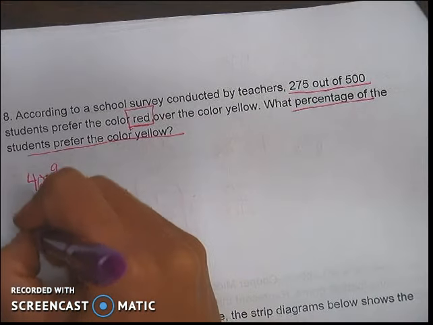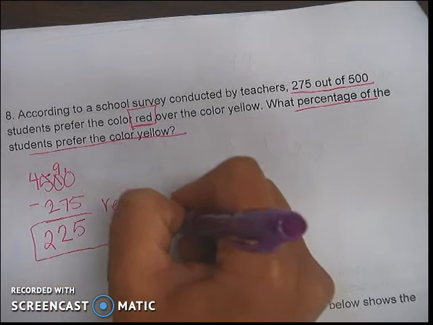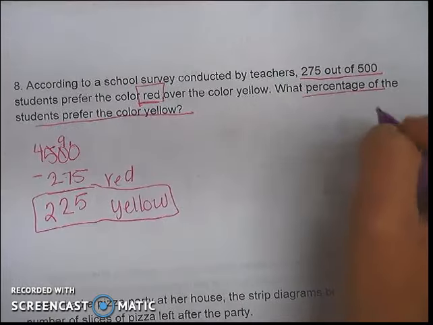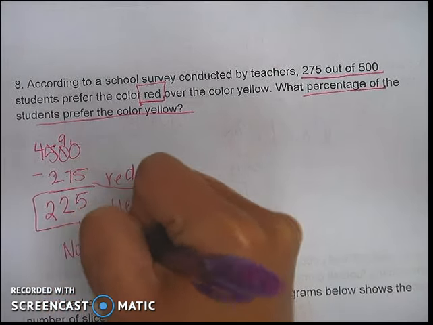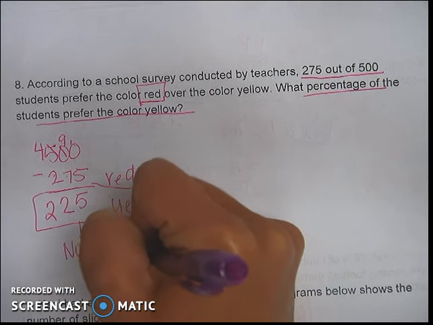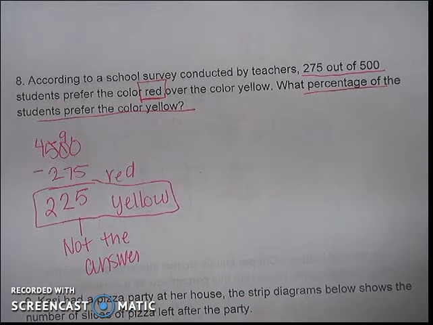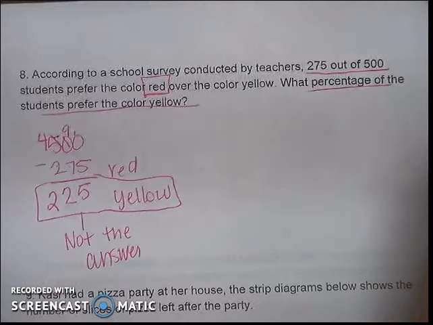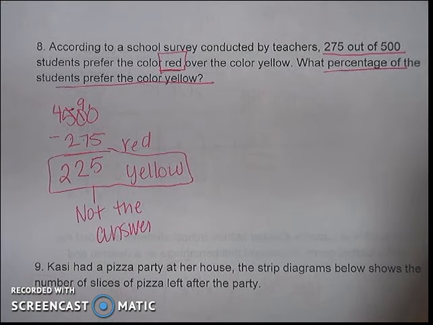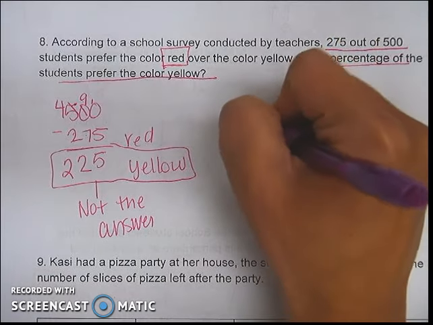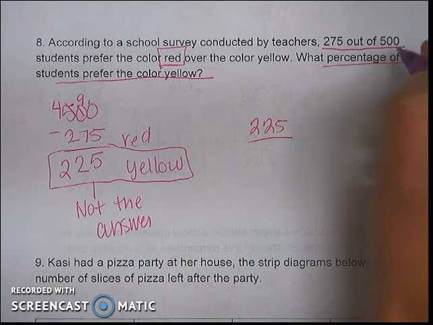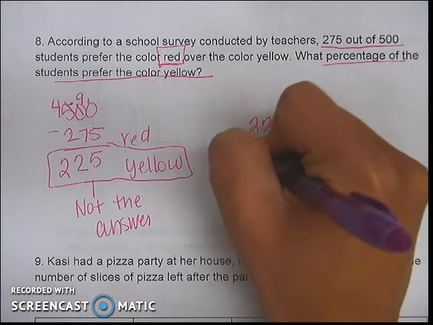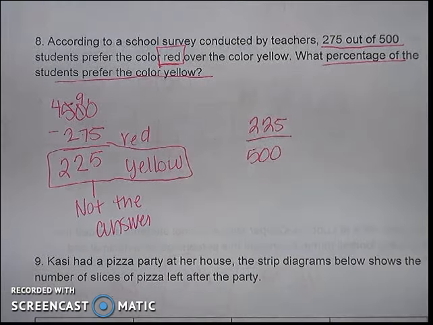So now, this is what I am caring about. Now, is 225 my answer? No, not the answer. Now, will this be an answer choice? Yes, because they think that you're going to be tricked, but you're not going to be. What percentage prefer the color yellow? So now you're going to take 225 out of, what was my total? 500, and get this to a percentage.